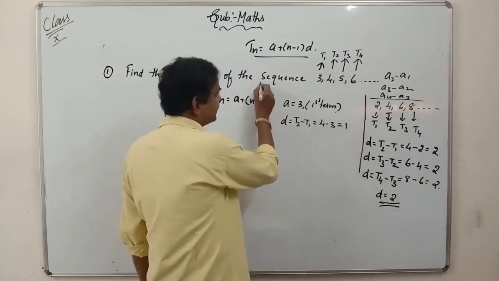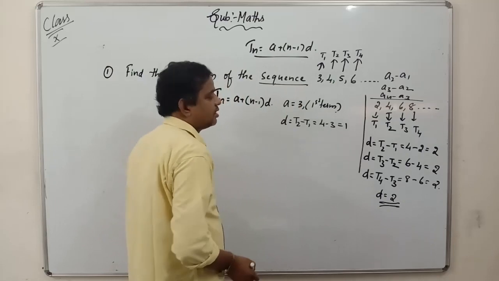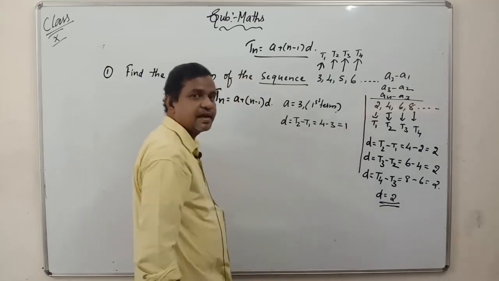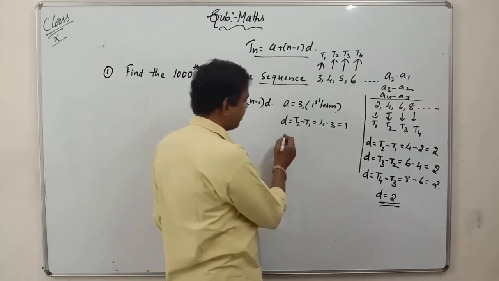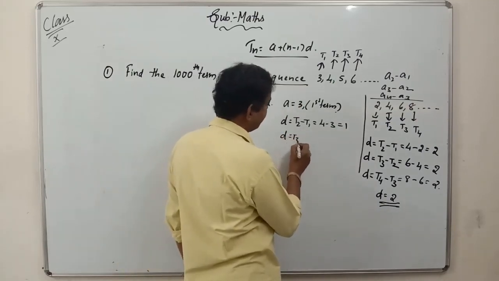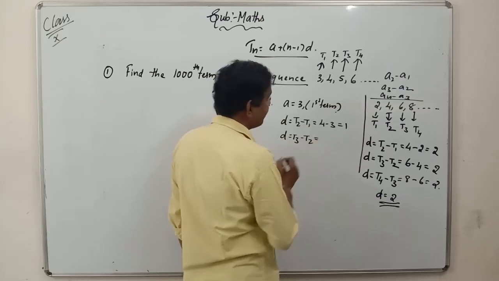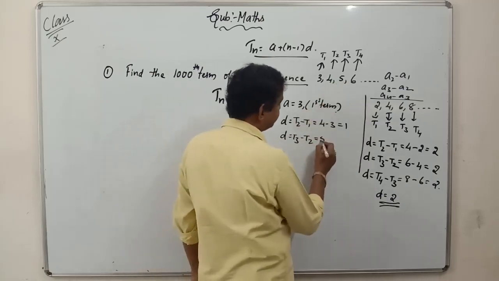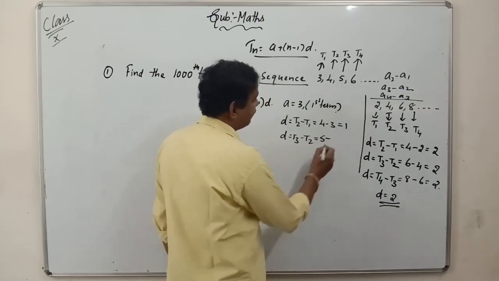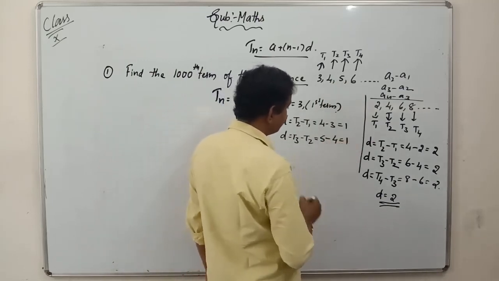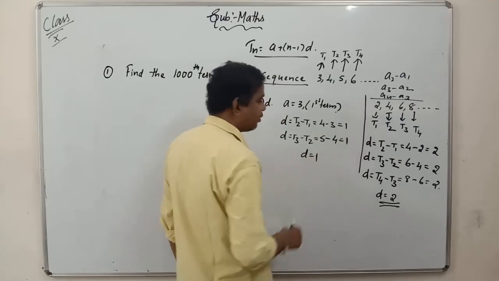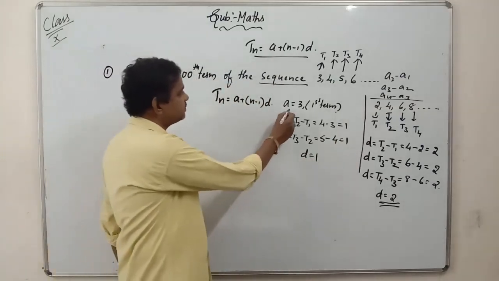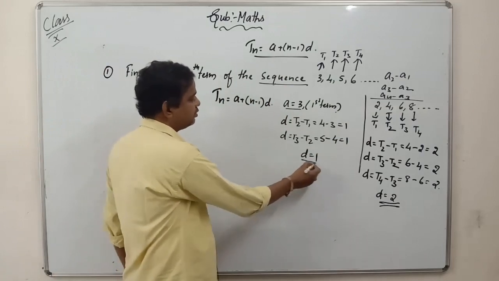In the earlier example the common difference was 2, indicating that it is in sequence. If you want to test, you can test with T3 minus T2 also. T3 is 5, T2 is 4. 5 minus 4 is 1. So here d equals 1. So what we got is A equals 3, d equals 1.